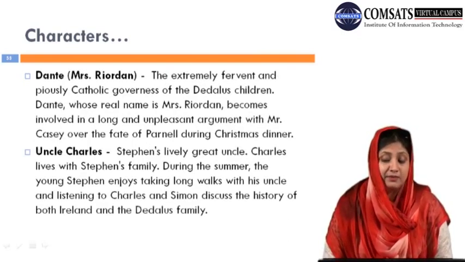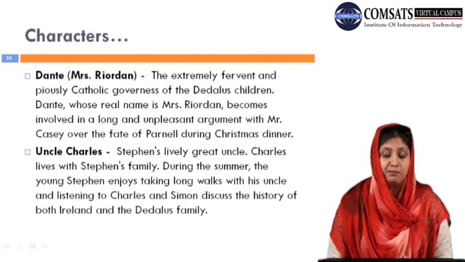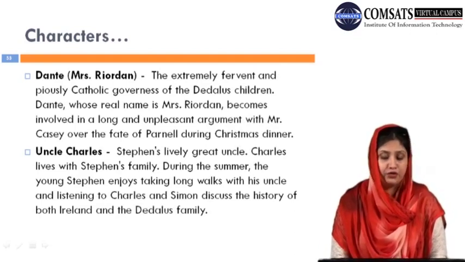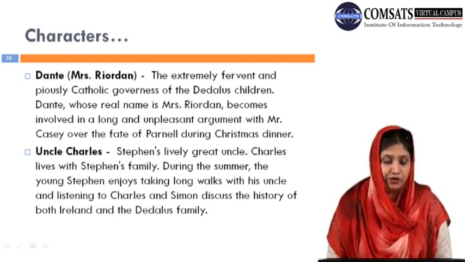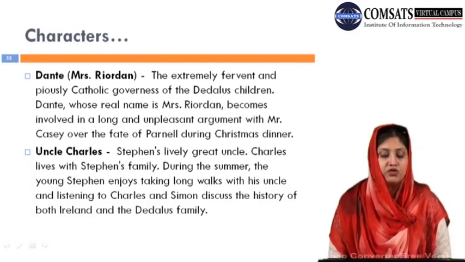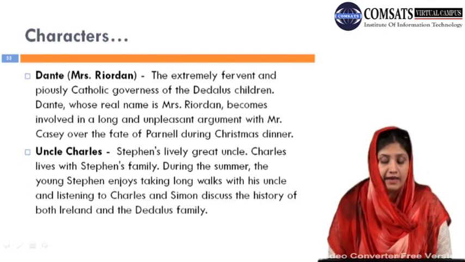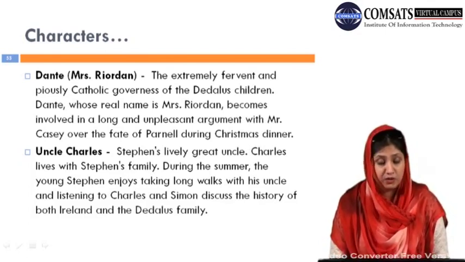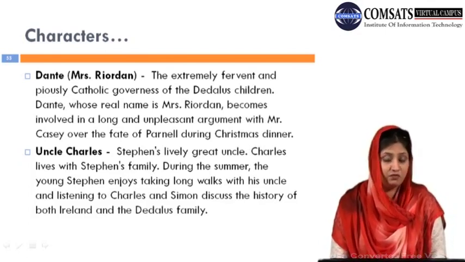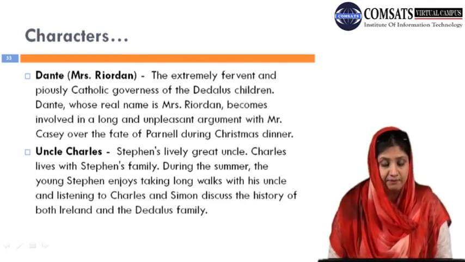Parnell had powerfully led the Irish National Party until he was condemned for having an affair with a married woman. Dante, the extremely fervent and piously Catholic governess of the Daedalus children. Dante, whose real name is Mrs. Riordan, becomes involved in a long and unpleasant argument with Mr. Casey over the fate of Parnell during Christmas dinner.